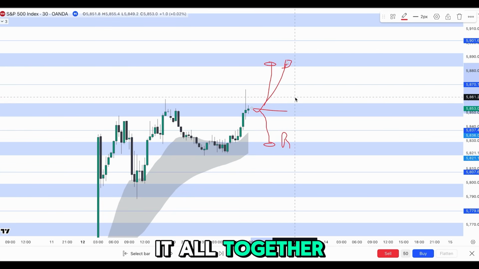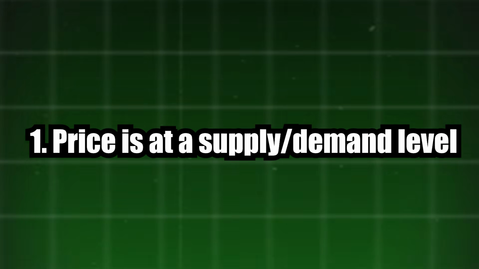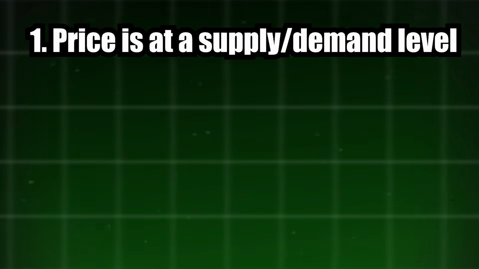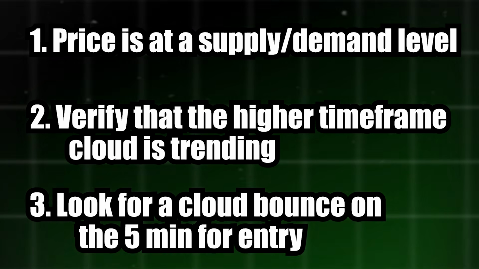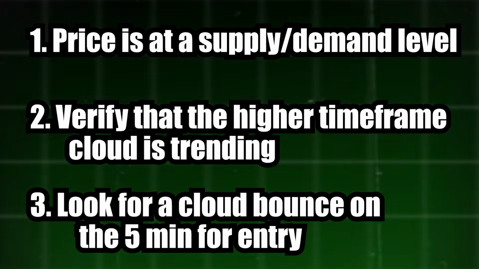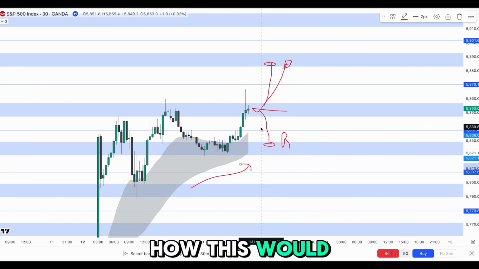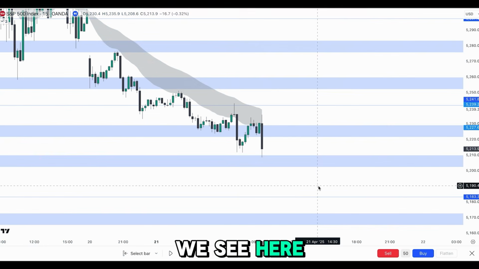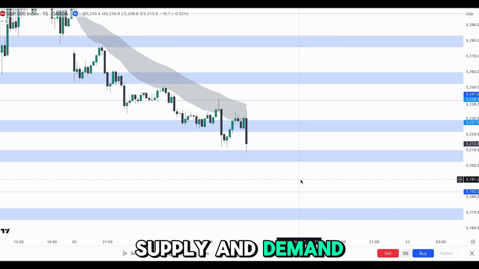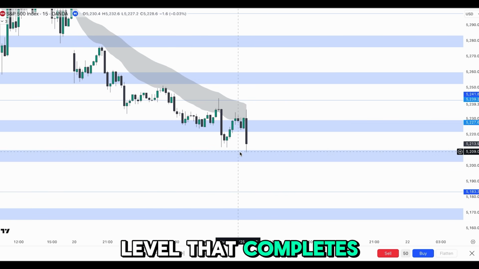So let's bring it all together. First, price needs to be at a supply or demand level. Then, the higher time frame cloud needs to be trending. And finally, on the 5-minute, we're looking for a breakout trade with a cloud bounce. Let's walk through how this would play out in a real trade on ES futures. We see here that the price is at a supply and demand level. That completes our first step.